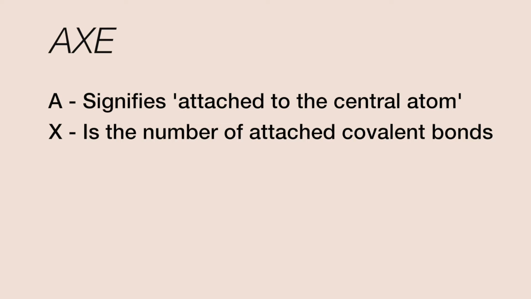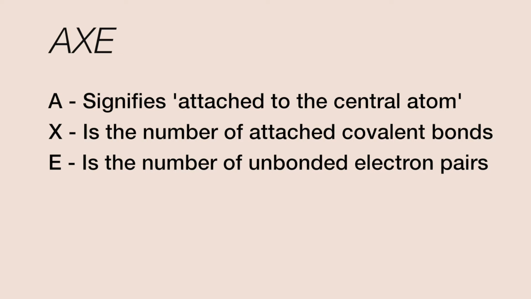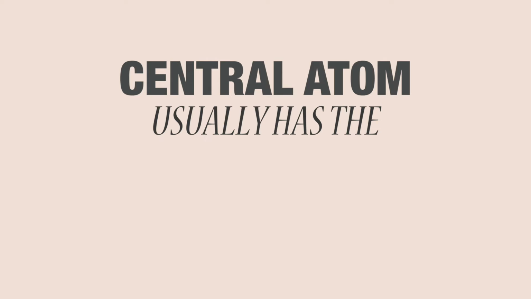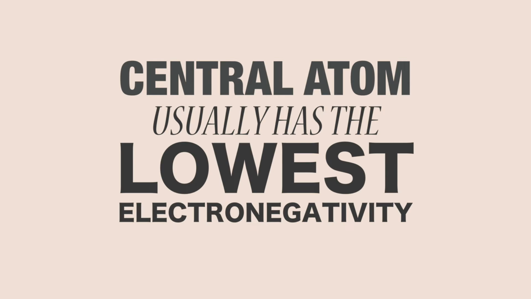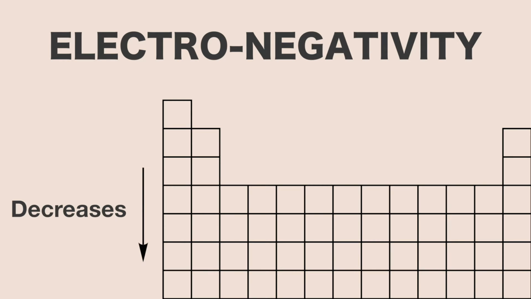The structure of most molecules can be represented using electron domain geometry in the form of AXE. In this representation, A is a central atom, X is a number of covalent bonds, and E is a number of electron pairs. The first step in determining AXE is to determine the central atom. Usually, the central atom is the one with the lowest electronegativity. Recall your periodic trends. Electronegativity decreases down a family and increases across a row.